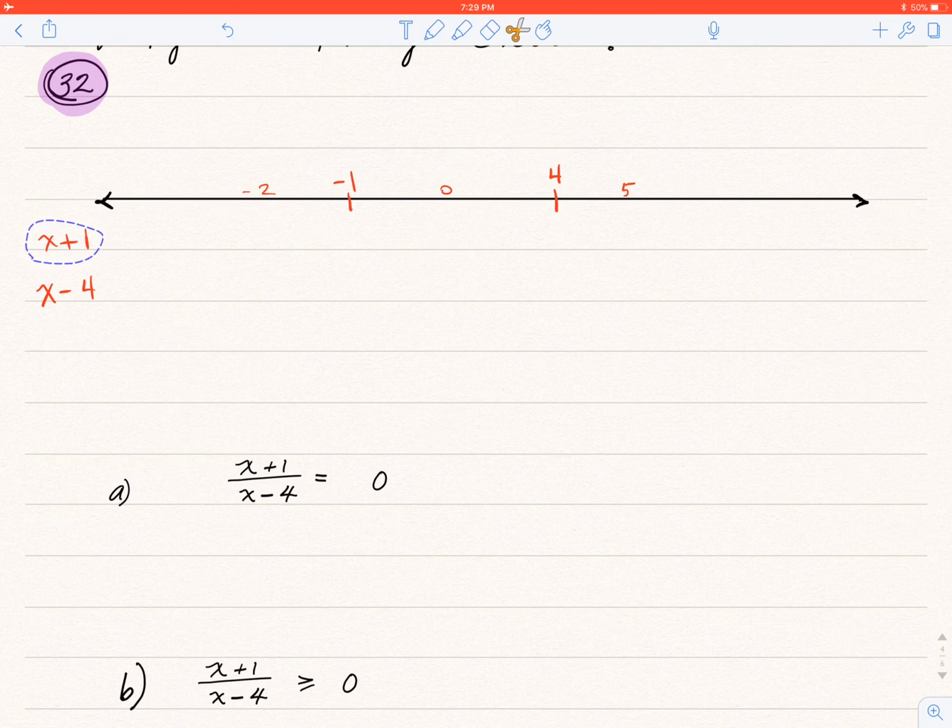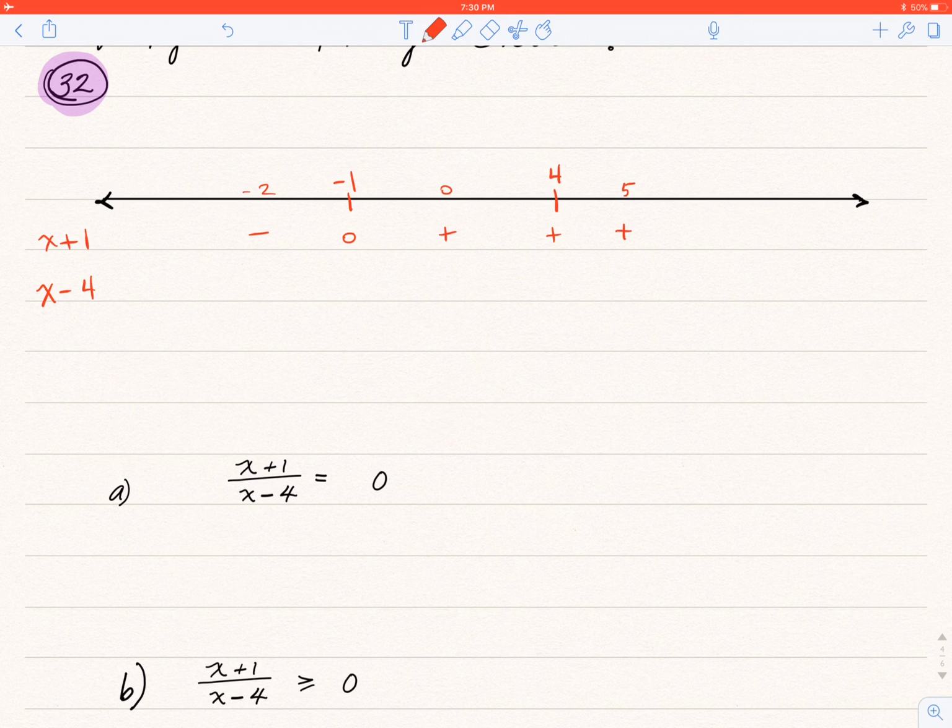So the first number that I'm going to plug in to x plus 1 is this negative 2. A negative 2 plus 1 is a negative number. So I'm just writing the negative there. It's either pos, neg, or 0 are my only 3 choices. If I take the next number, negative 1, and I plug that in, a negative 1 plus a 1 is 0. If I take the number 0 and plug it in, 0 plus 1 is a positive. If I take 4, 4 plus 1 is a positive. And 5 plus 1 is a positive.